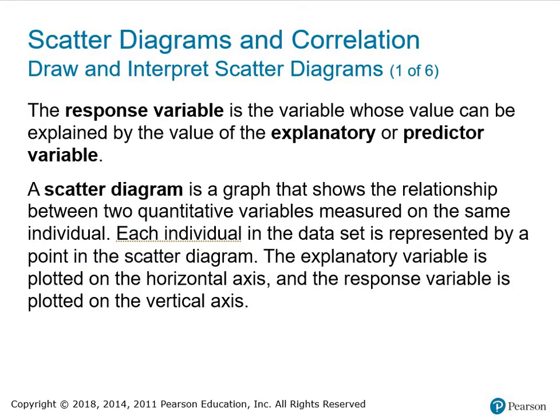The response variable is the variable whose value can be explained by the value of the explanatory or the predictor variable. A scatter diagram is a graph that shows the relationship between quantitative variables measured on the same individual. Each individual in the data set is represented by a point in the scatter diagram. The explanatory variable is plotted on the horizontal axis, and the response variable is plotted on the vertical axis.